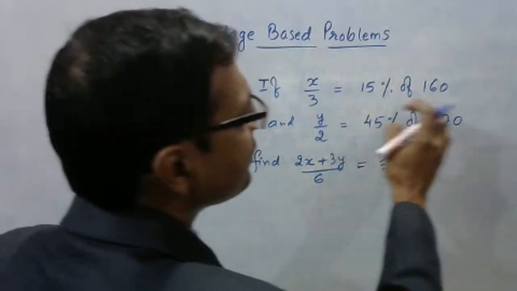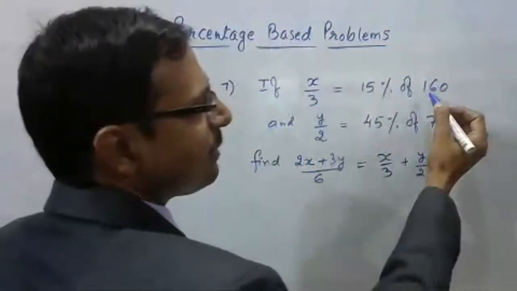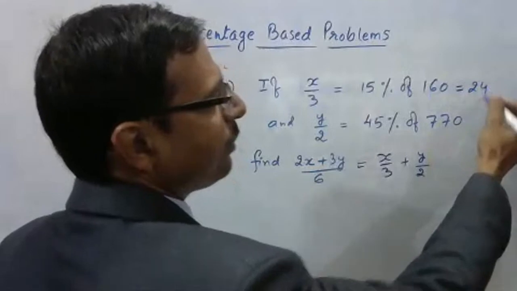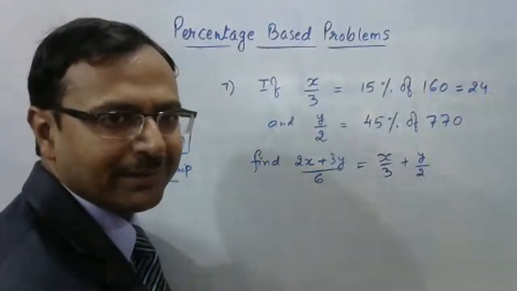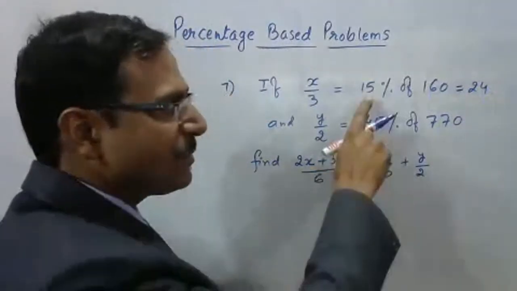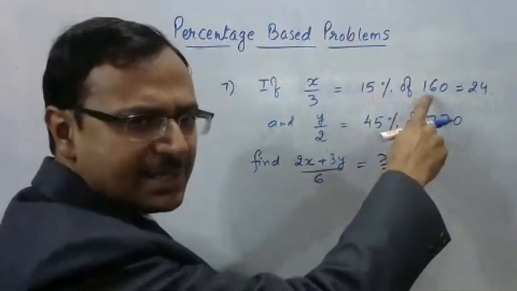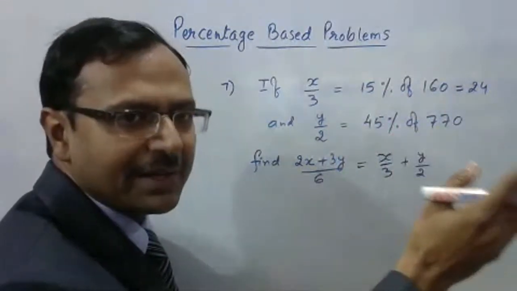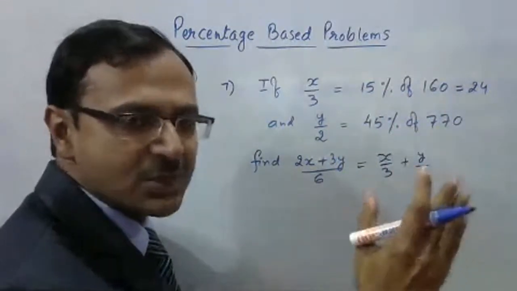So 15% of 160, very easy. 16 plus 8, 24. So this is 24. How do I do it? Very easy. 10% plus 5%. 10% is 16. So 5% has to be half of that. That is 8. So 16 plus 8 is 24.